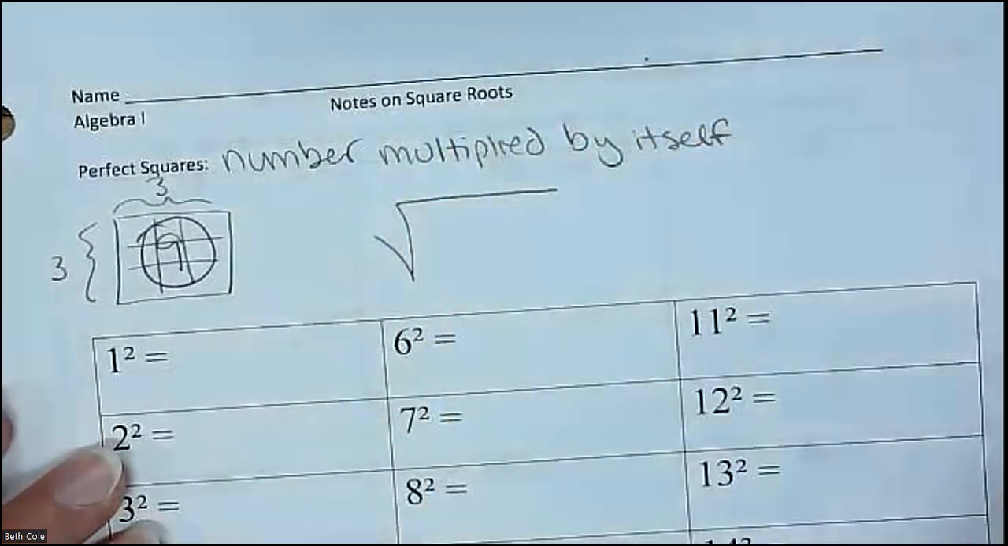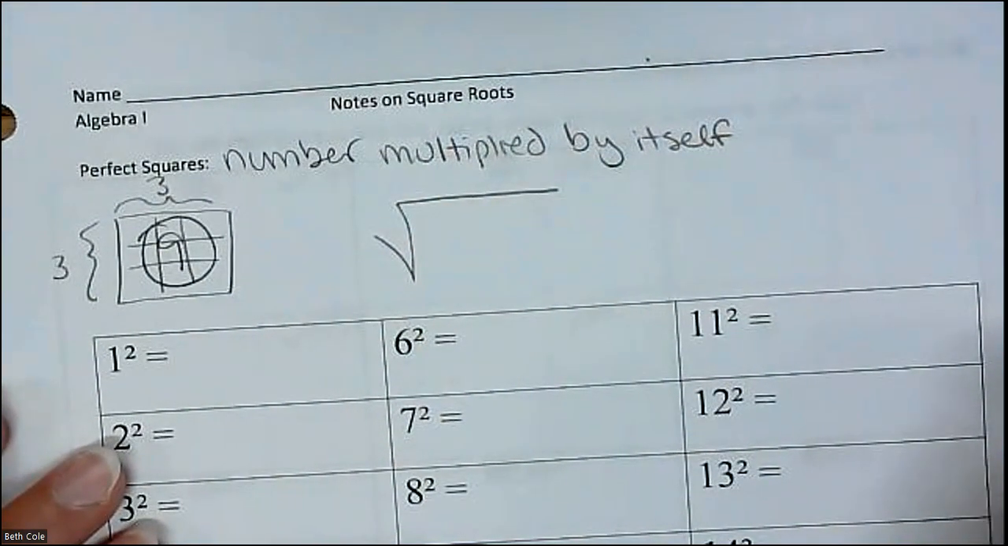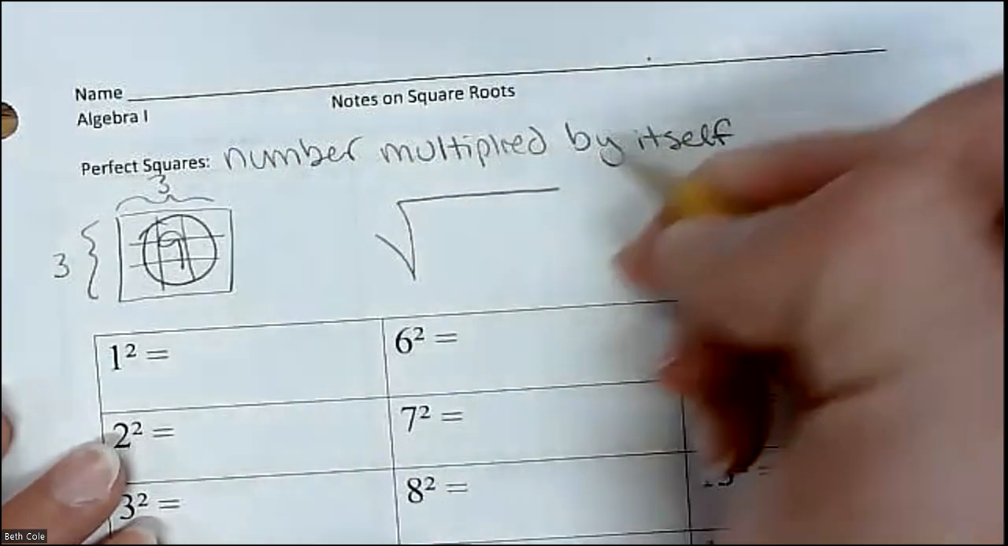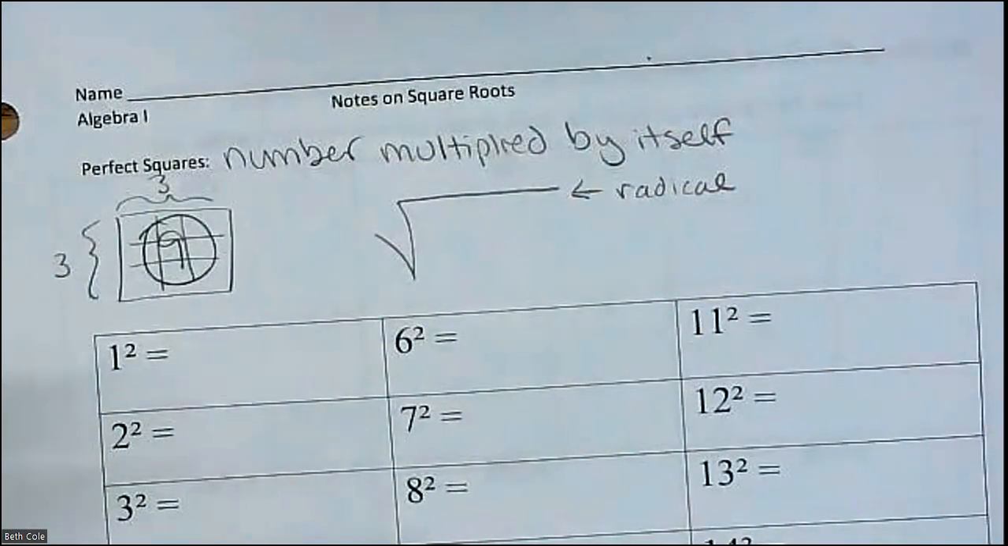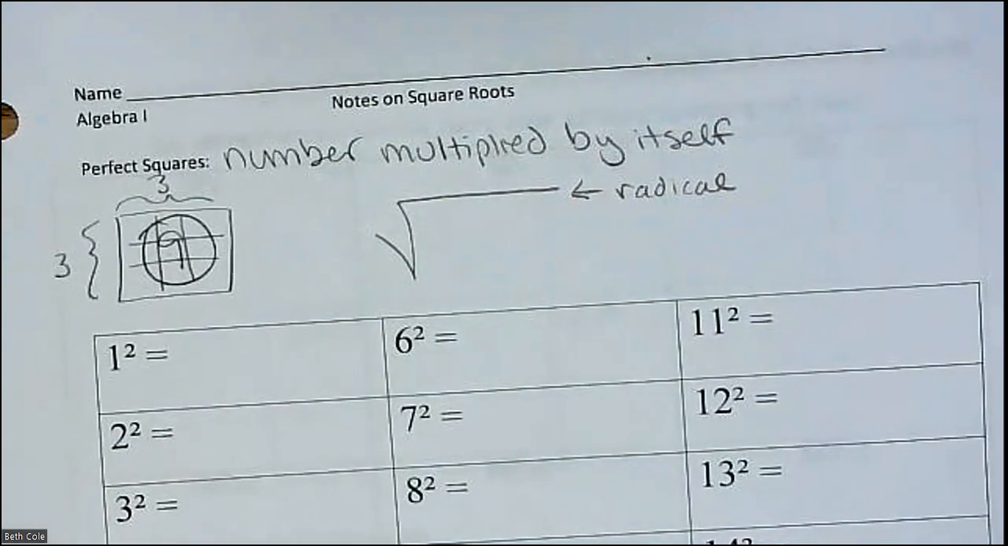So anyway, I'm going to go over a little bit of vocabulary here. Go ahead and draw that symbol. That symbol is called a radical, which is just a cool word. People call it a square root symbol, but we're going to do other types of roots too, so it's not necessarily just a square root. It's called a radical symbol.